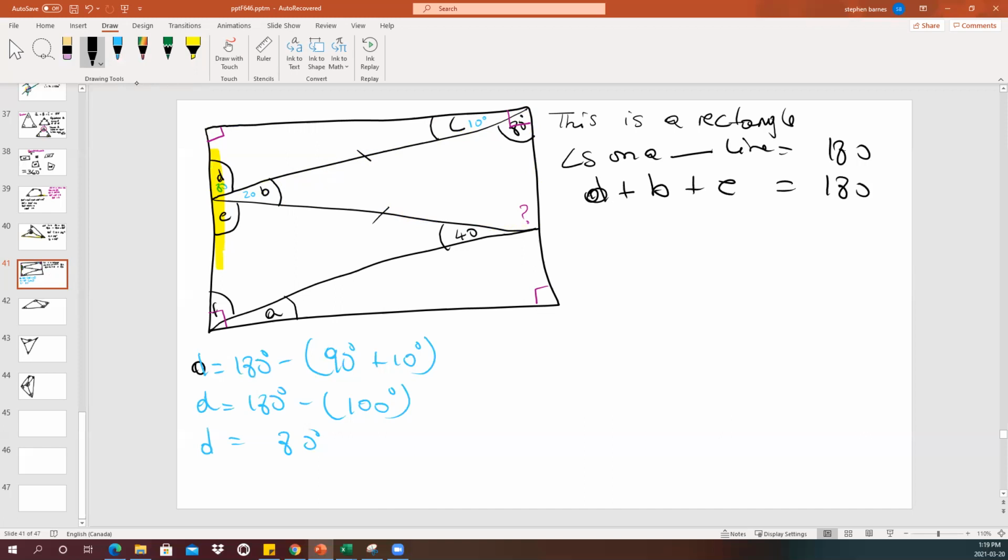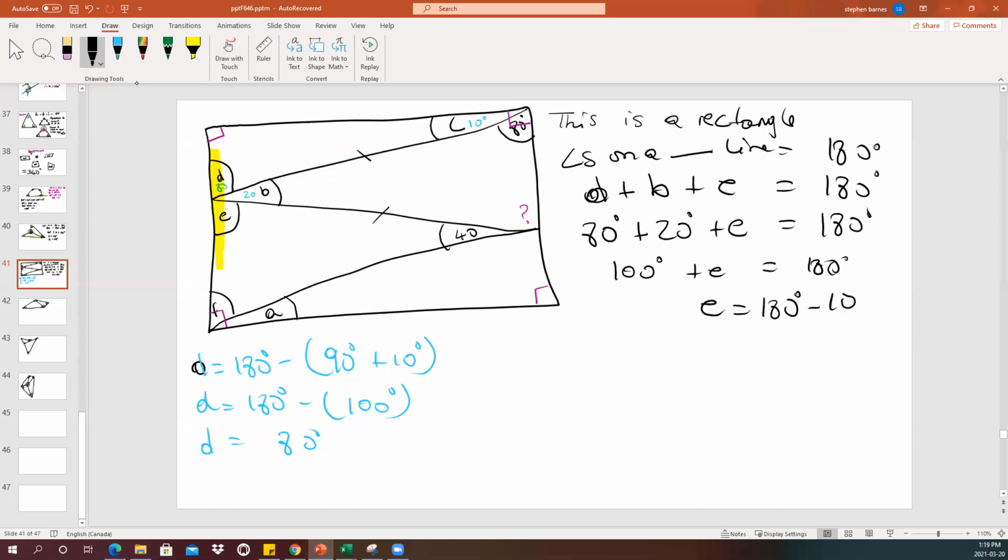But we found D to be 80 before, right? B, we found it to be 20. So now it's just E we need to find, right? 100 plus E equals 180. E equals 180 minus 100 equals 80 degrees. All right? You got that? Great. So we found E using angles on a straight line.